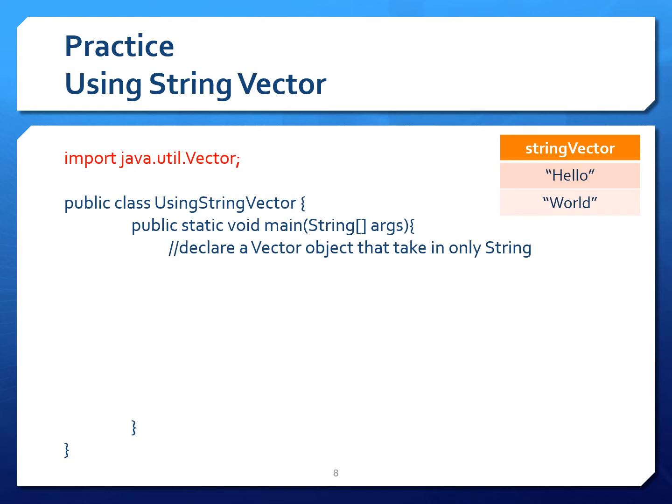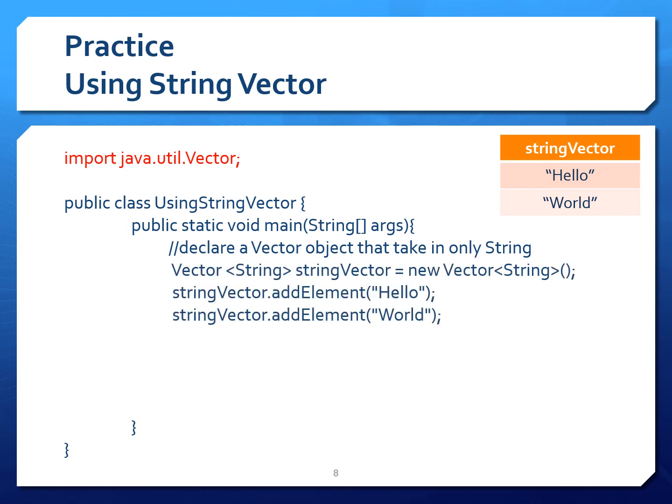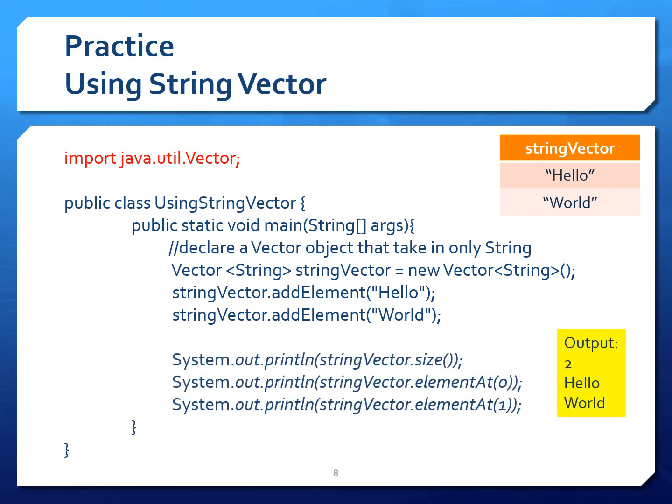This example shows how to declare and create a string vector. The first three lines create a string vector and store two strings, hello and world, into the vector. The last three lines print the number of strings in the vector and print the string element at index 0 and 1. Pause the video and code this example. Remember to import the vector class from the Java util package.